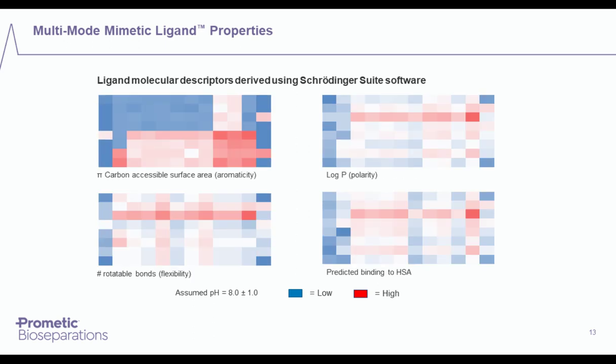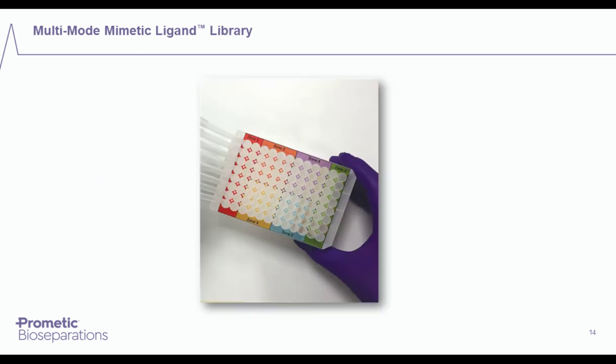Other properties can be analyzed in the same way, such as polarity, aromaticity, and flexibility, as well as predicted binding to proteins. It's interesting to note that similar patterns are displayed for polarity, flexibility, and binding to albumin. This is a consequence of the propensity of albumin to bind to long flexible hydrocarbon chains, or fatty acids. Consequently, analysis of these chemical descriptors is a useful way of confirming library diversity.